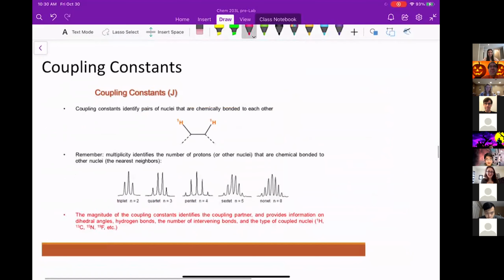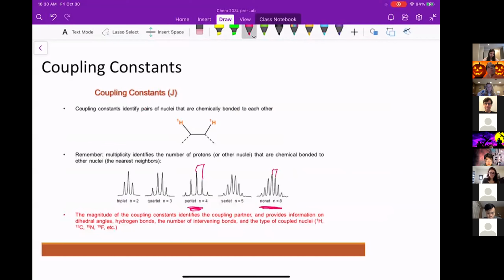Okay. Now, coupling constants is something that I told you we were going to talk about when I introduced NMR, and now it's time. So coupling constant is how much splitting there is between the peaks. Remember, the nearest neighbor splits you into a multiplet. The coupling constant is how much splitting there is in that multiplet. Notice that the lines here are closer together than the lines here. That's what I'm talking about. I'm talking about the distance between the lines here.